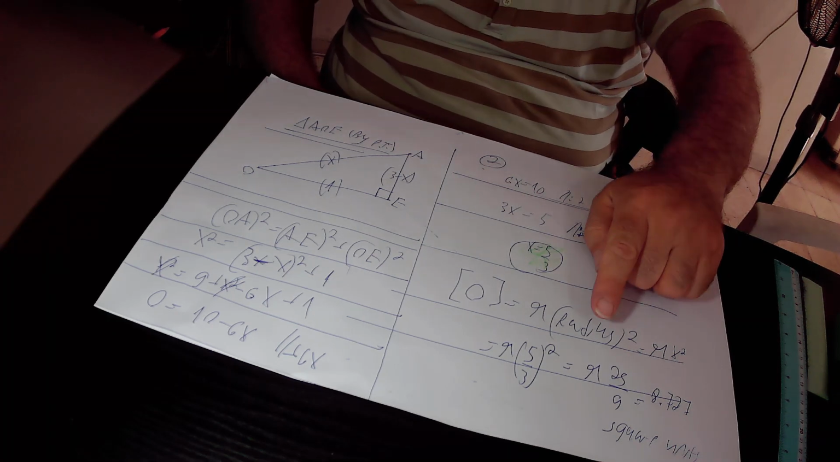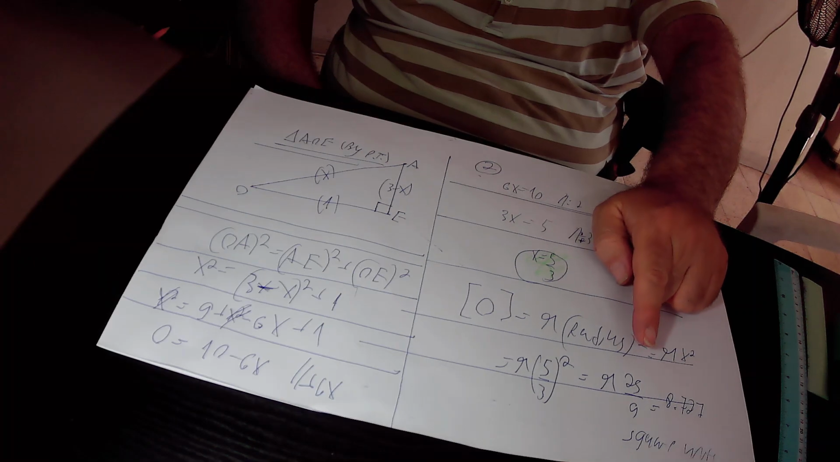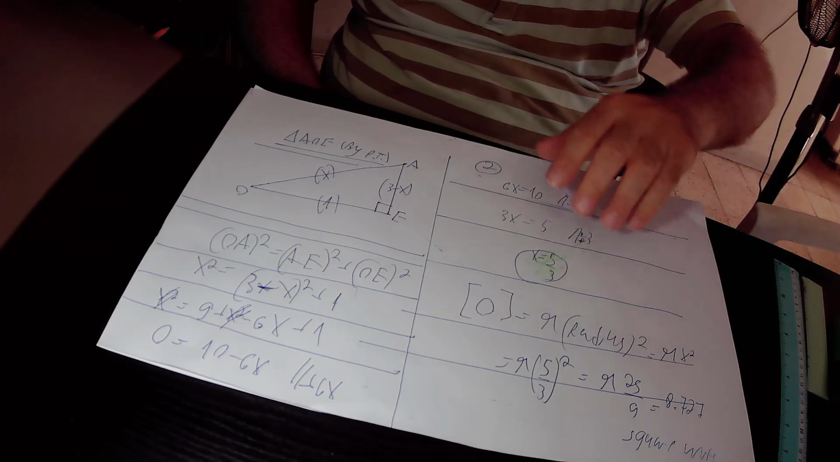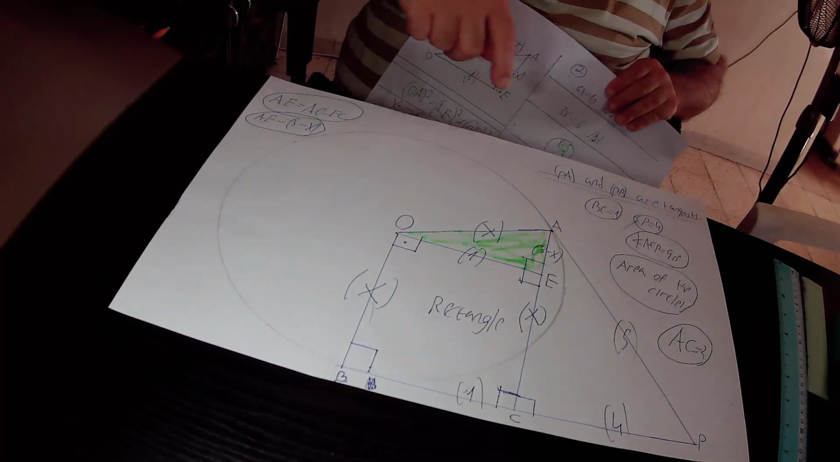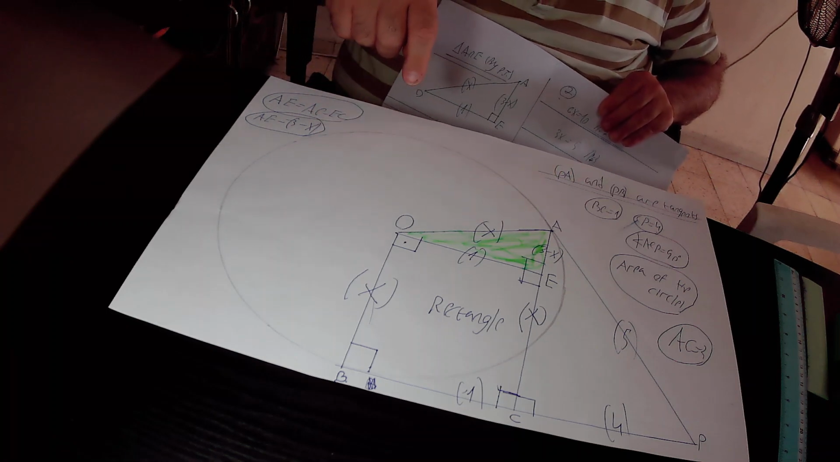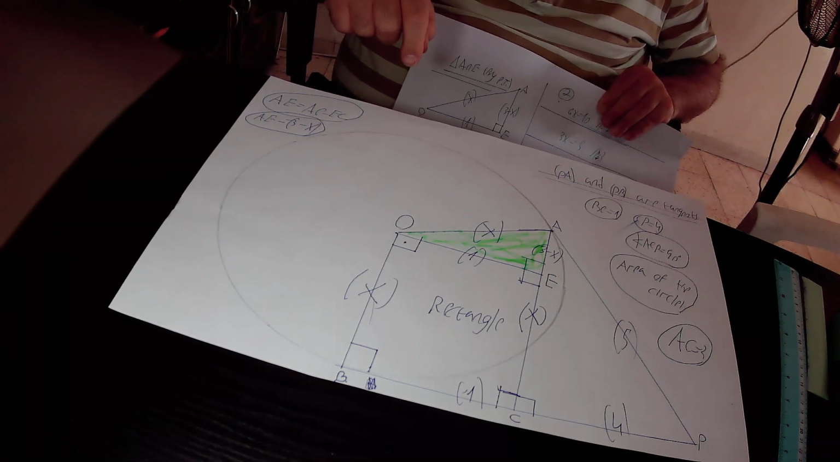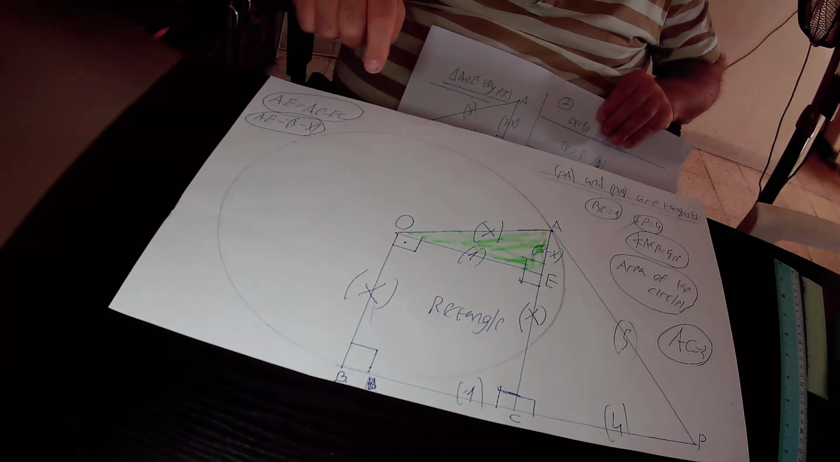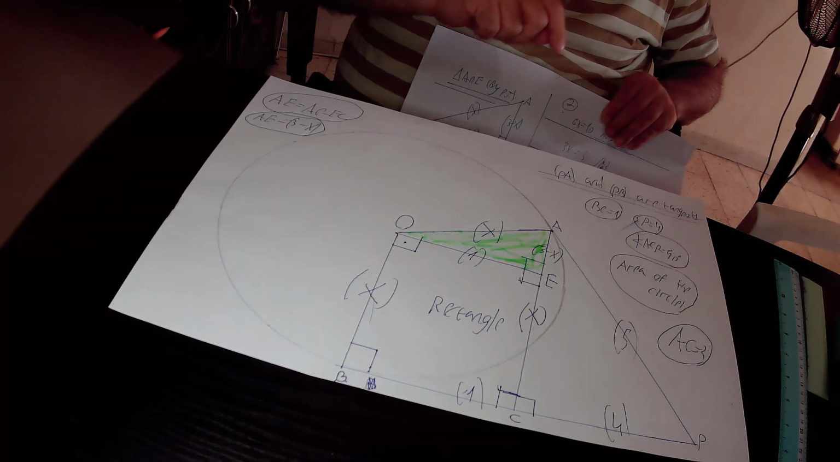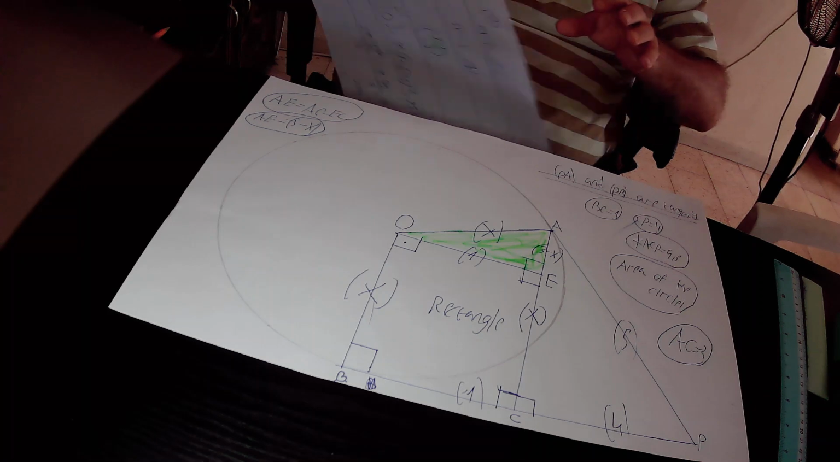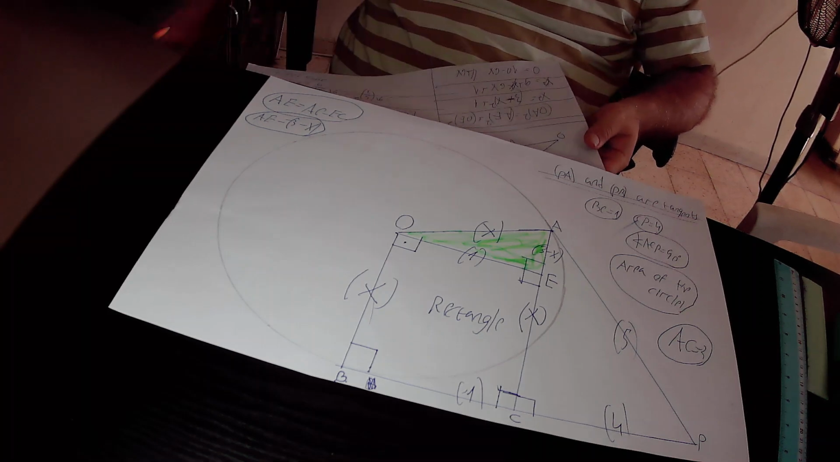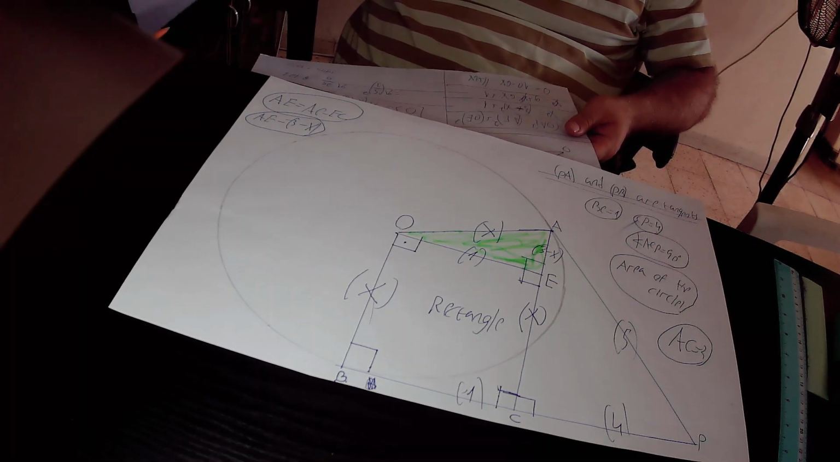So it is pi, and (5 over 3) squared is 5 squared, that is 25, over 3 squared, that is 9. So in total, we find that the area of the circle equals 25 pi over 9 square units. In terms of numbers, the area of the circle is equal to 8.727 square units. We finish with the first question. The next time I will present to you the second question and we solve it.